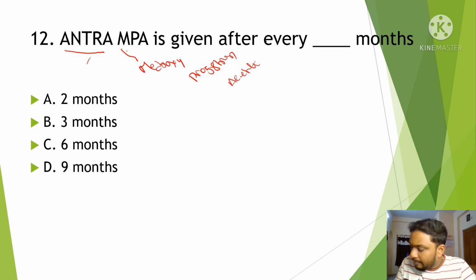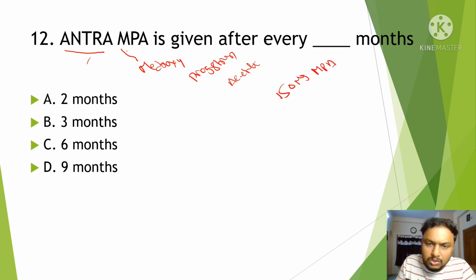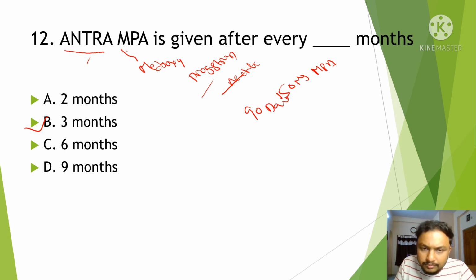Antra MPA injection, 150 mg medroxyprogesterone acetate, will be given every 3 months or every 90 days. Every 90 days we will give one dose. So that is one of the contraceptives.